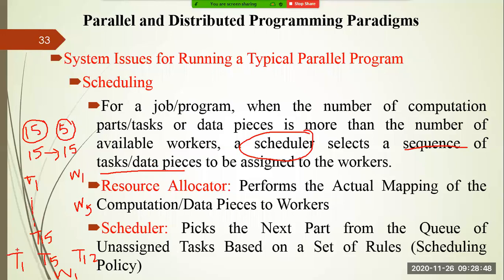So these tasks are present in a queue. Suppose T12 is present first. So what is the scheduler doing? This task T12 is unassigned, so T12 is picked from the queue because it is an unassigned task. And based on a set of rules or the scheduling policy, we want to dispatch it to a particular worker. That's why scheduling is a very important issue for running a typical parallel program.